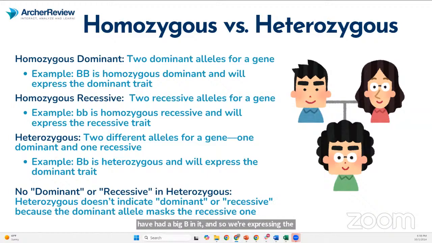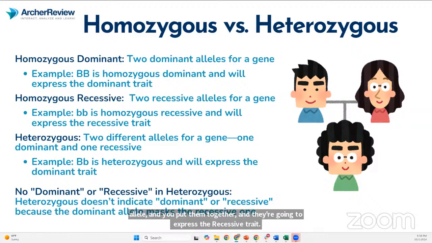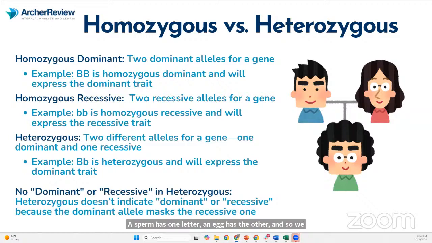A homozygous recessive is the complete opposite. The sperm has a lowercase recessive allele, the egg has a lowercase recessive allele, and you put them together and they express the recessive trait. The heterozygous form is where a sperm has one letter, an egg has the other, and so we end up having both versions of the trait. In Mendelian inheritance, this means that the dominant trait will be expressed.